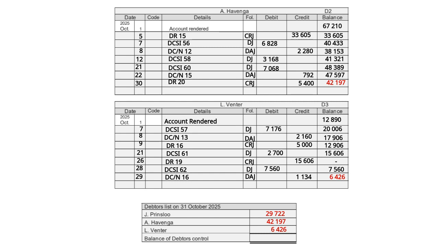the balance that our debtors owes us at the end of October is a total of 78,345. Now it's very important that your balance carried over on your debtors control ledger account is also balancing to 78,345. We will see if that will happen when we do our general ledger next.